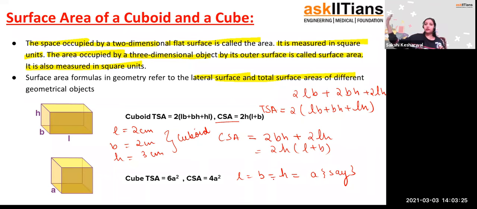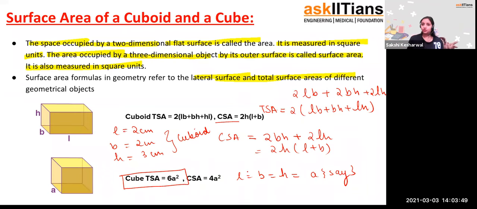The side will be what? A into A, that's A square. This side will be A into A, A square. The front will be A into A, A square, and the back is also A into A, A square. So how many times have we added A into A? That is 6 times. So the TSA of a cube is 6A square, right?